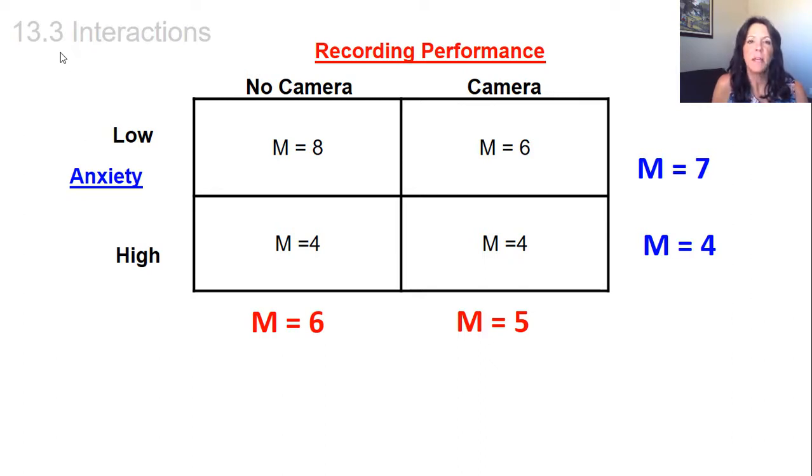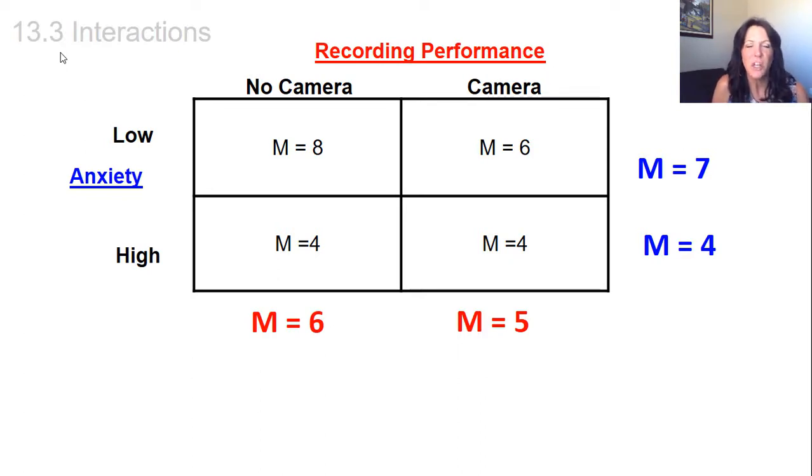But let's take a look at no camera and camera. If you have low anxiety and you have no camera, your mean is 8, and if you have a camera, your mean is 6. That makes sense that it's more difficult when there's a camera there. But what if you're in the high anxiety group? If you have no camera, you have a mean of 4, but if you have a camera, you have a mean of 4. That's not expected. What would be expected is that your performance would go down, but it didn't. This represents an interaction effect.